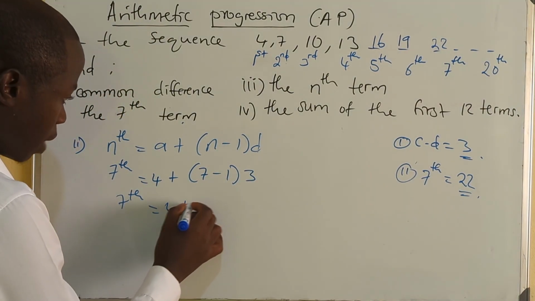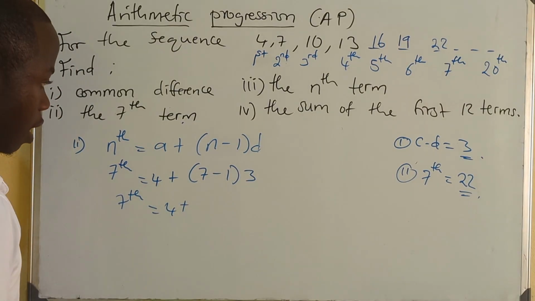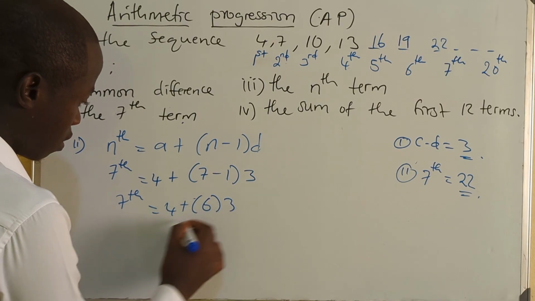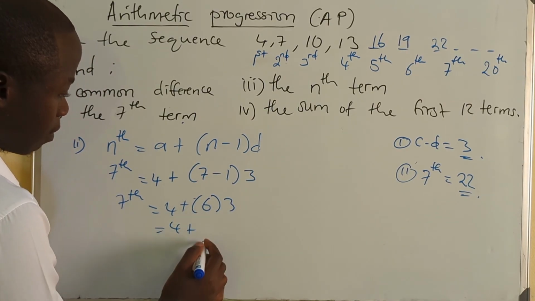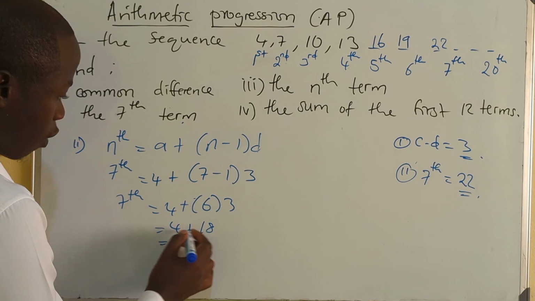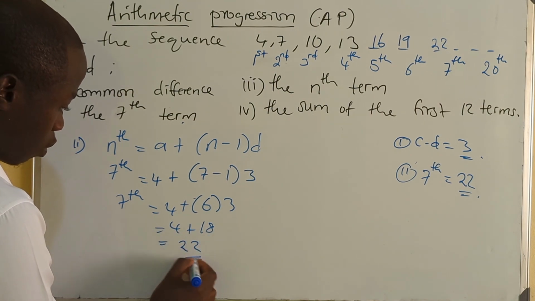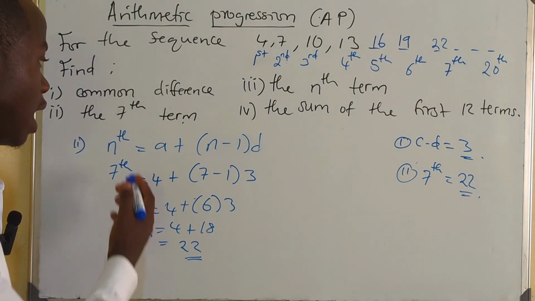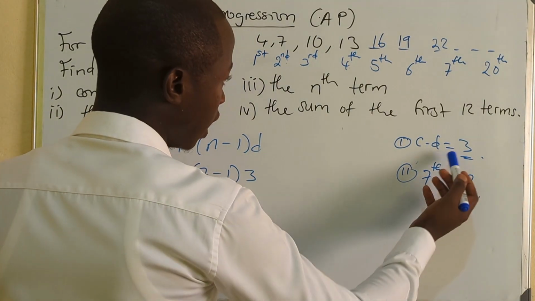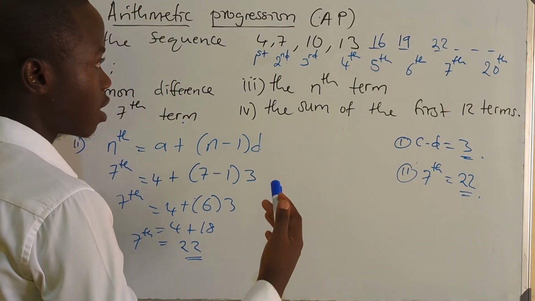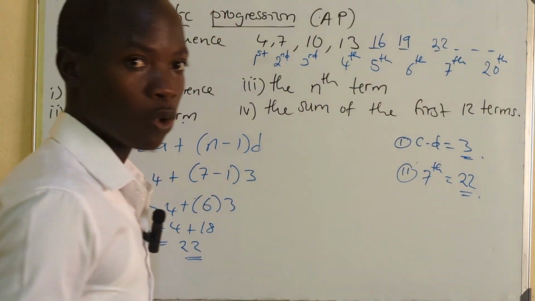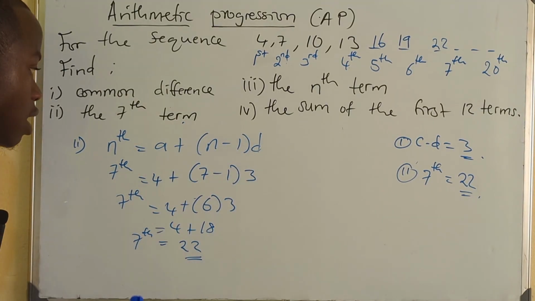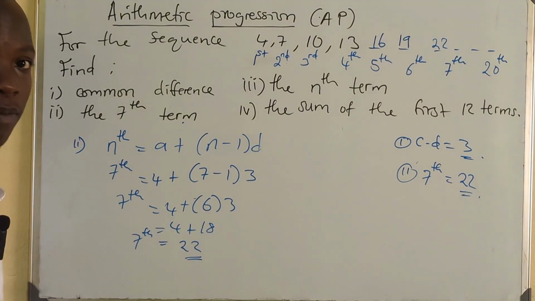So here we have 4 plus, we start with what is inside the brackets. So 7 minus 1 is 6. 6 multiplied by 3 is 18. So 4 plus 18 is 22. So this is the formula we use when finding the nth term. Either you add the constant number to the previous term until you reach the term that you are finding, or you just go direct using this formula and plug the figures into the formula.